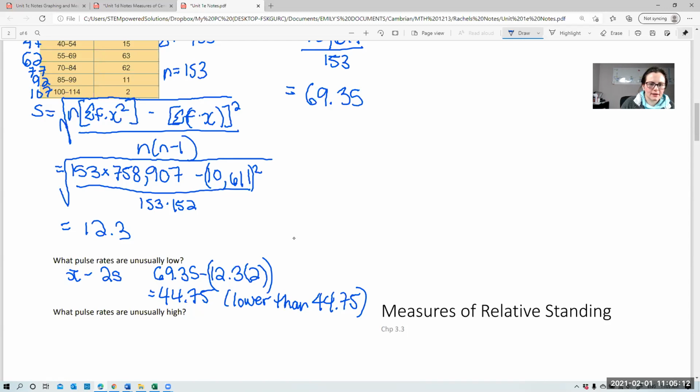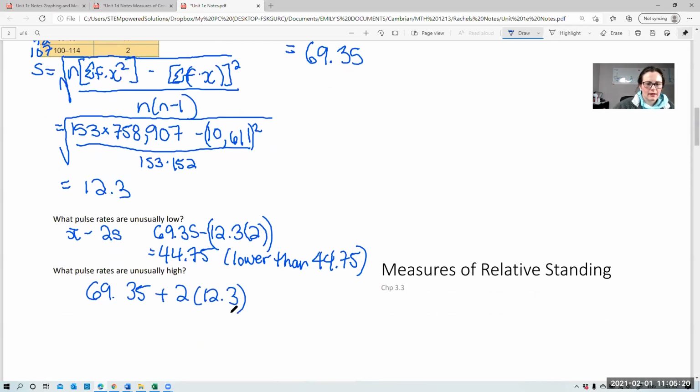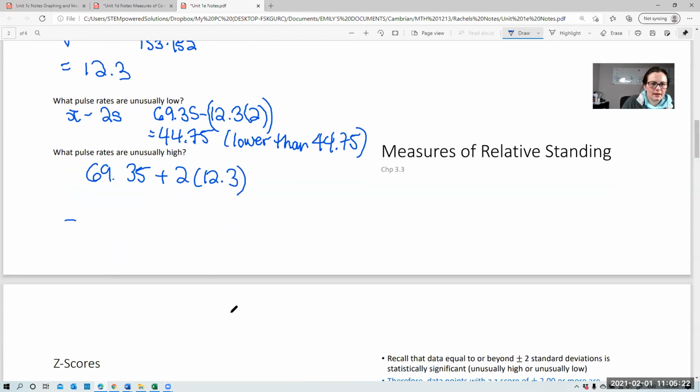Any pulse rates that are considered unusually high would be 69.35 plus 2 times 12.3. That would be equal to 69.35 plus bracket 2 times 12.3, close bracket. Anything greater than 93.95 beats per minute. I should actually put in my units, of course, beats per minute.